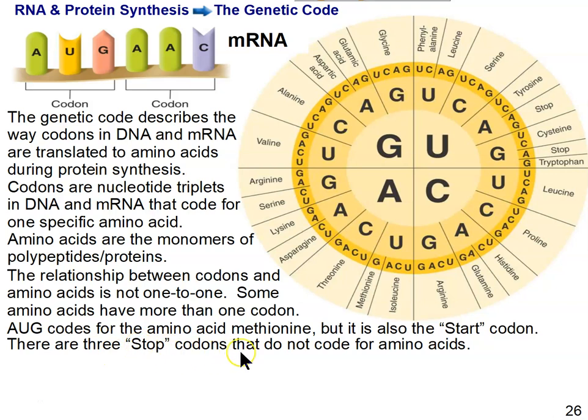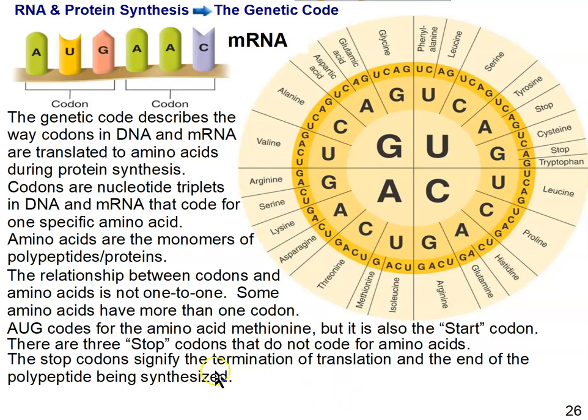There are 3 stop codons. So here's one, UGA, and then there are 2 here, UAA and UAG. So there are 3 stop codons. The stop codons signify the termination of translation. Termination, the end, right, of translation. The end of making a polypeptide or a protein. And the end of the polypeptide being synthesized.